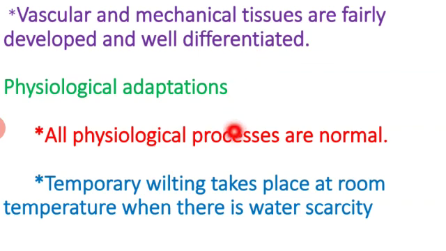Next, physiological adaptation. All the physiological processes, that is photosynthesis and respiration, are normal. Temporary wilting can take place at room temperature when there is water scarcity, when there is limited or no water. Temporary wilting means dryness of the plants. It can take place when they are placed at room temperature. So these are the characteristics of mesophytes.